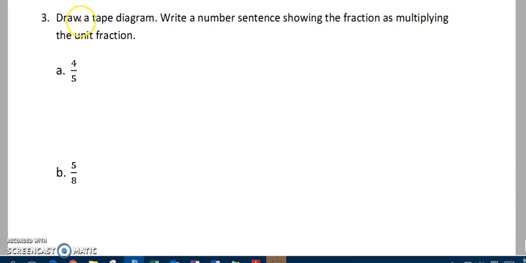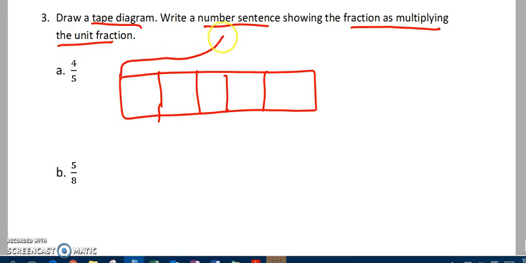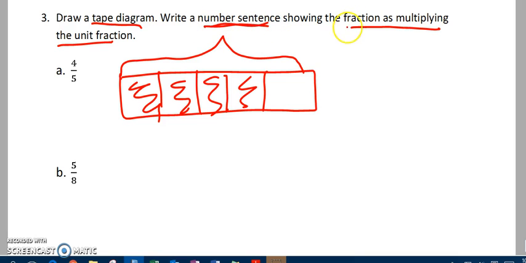Now below it says we have to draw a tape diagram, simple, and then we have to write a number sentence to show the fraction as a multiple of the unit. It didn't say the sum of two multiplications, it just says multiply the unit. So this one's back to being a little bit easier. We have 4/5. So we need to draw our tape diagram. Since we know that the whole has to have 5 pieces, I need to shade 4. 1, 2, 3, 4.